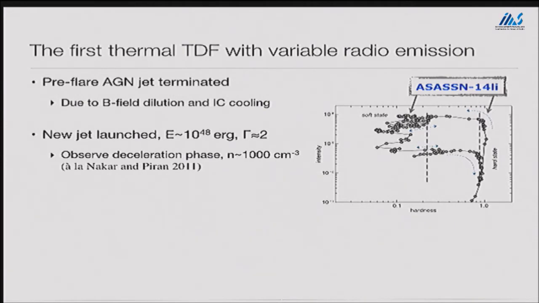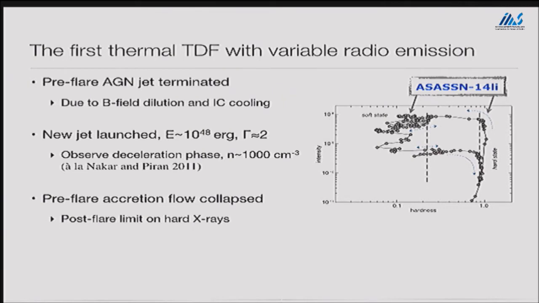Now this density, which is 1000 per cc, is actually consistent with what you get if you have Bondi accretion that is feeding the pre-flare AGN. Right? There was an AGN in this source. It needs to get matter from somewhere. If that's due to spherical Bondi accretion, at the radius where this jet decelerates, we get of order this density. So these two are a good consistency check.